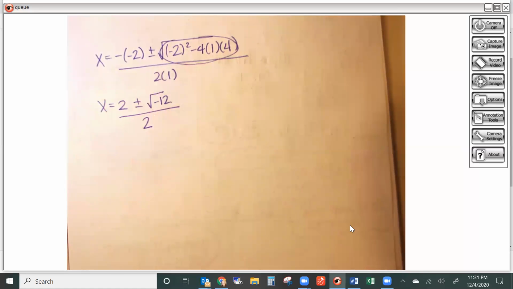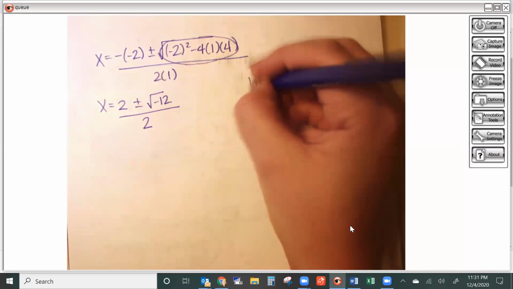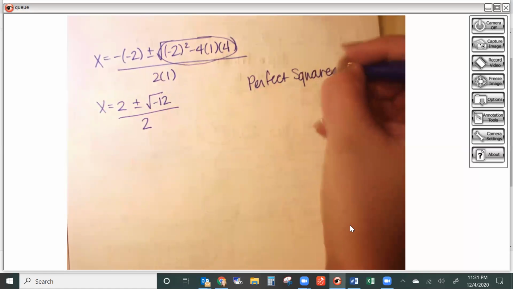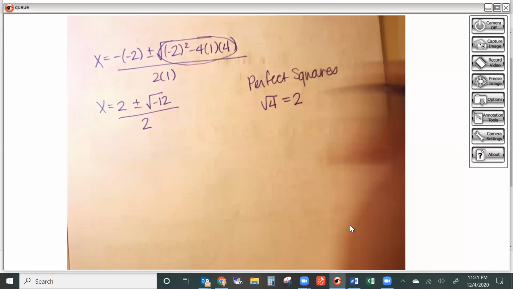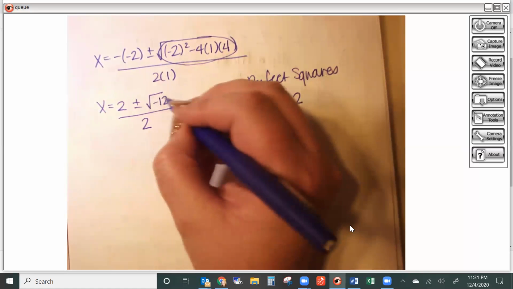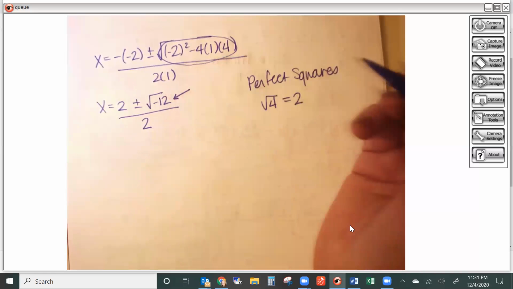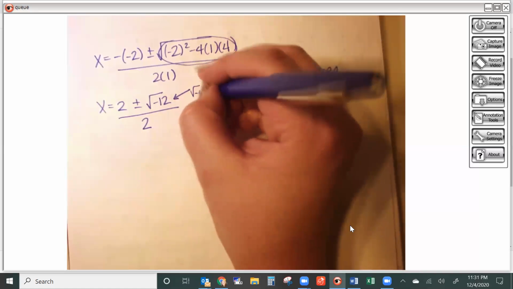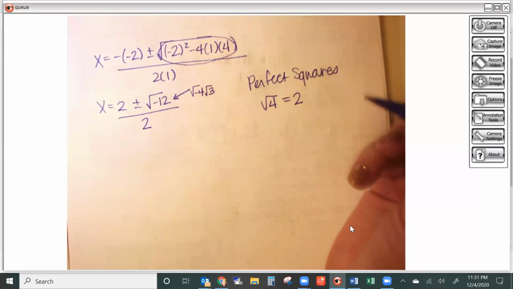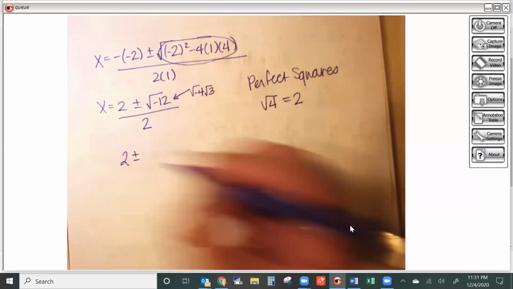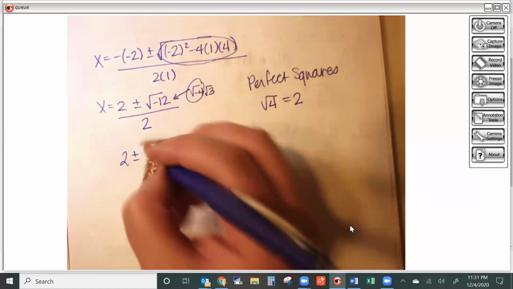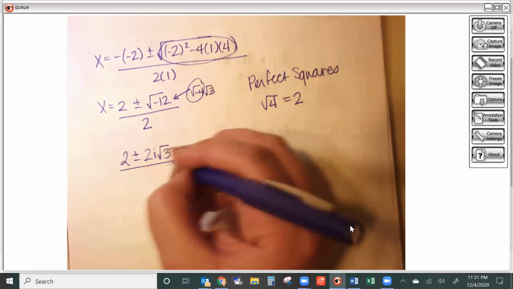And then remember your list of perfect squares. You do have this on your formula chart. One of your perfect squares is that the square root of 4 is 2. So if I wanted to split up this -12, I don't know if you remember this, we did cover this though, it's -4 times 3. I could break that up into a perfect square and then a leftover square. And then that's 2 plus or minus the square root of 4 is 2, then the square root of -4 would be 2i root 3, divided by 2.